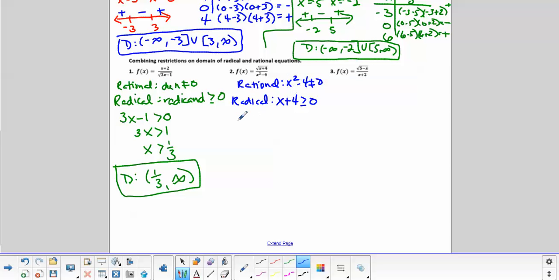In the rational part, if I say x squared minus 4 cannot equal 0, and I factor it, x plus 2 times x minus 2 cannot equal 0, then I can say x cannot equal negative 2, and x cannot equal positive 2. Alright, so in the radical part, I have x plus 4 is greater than or equal to 0. Subtract the 4, x is greater than or equal to negative 4.